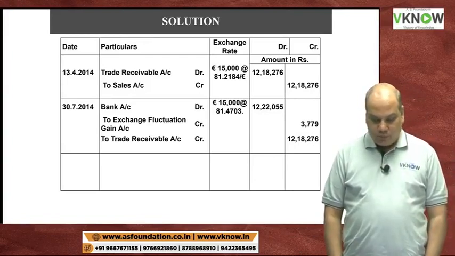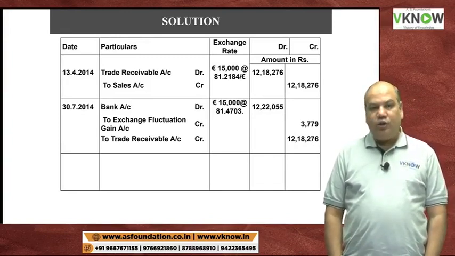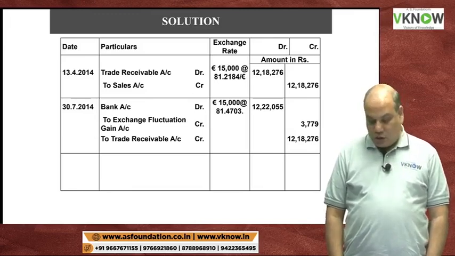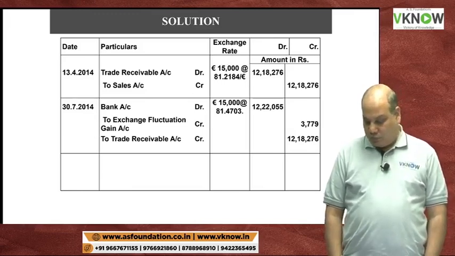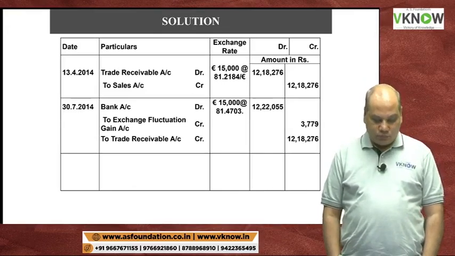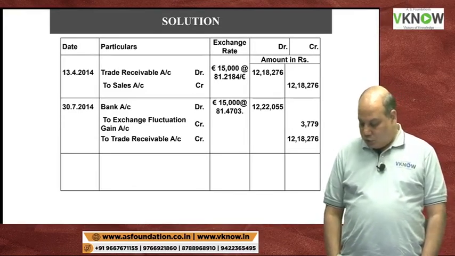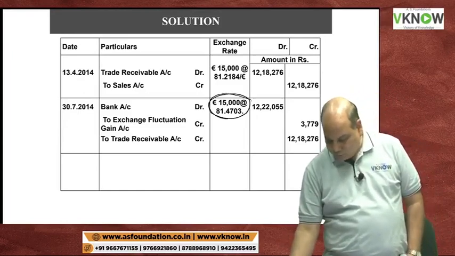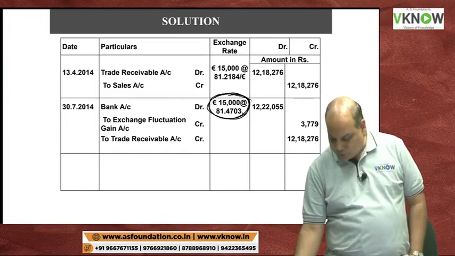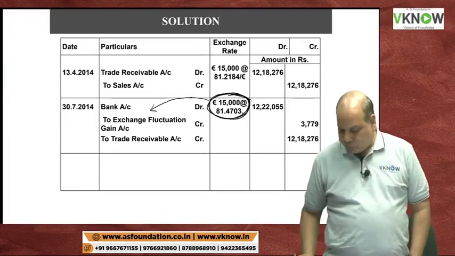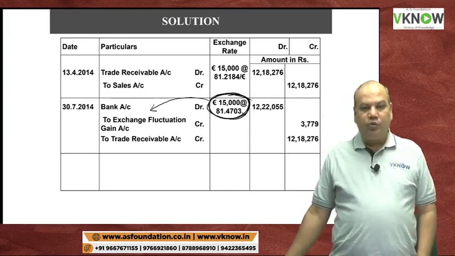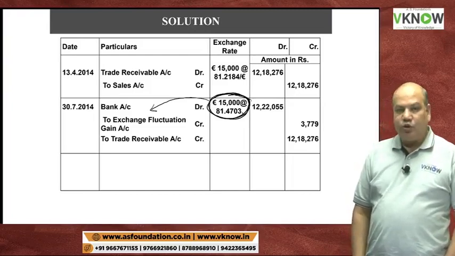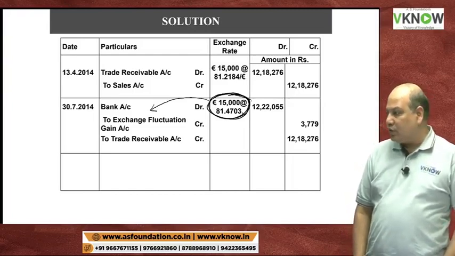12-18-276. Then on 30th July 2014, bank account debit, you will collect 15,000 into 81.4703. You can write here if you want. You can write, or in case you have drawn a timeline, no need to write. To exchange fluctuation gain, round off 3779.